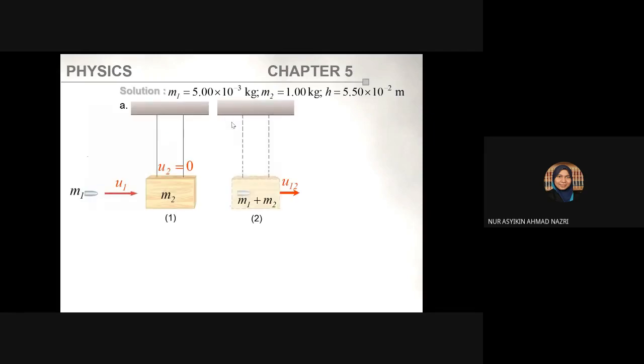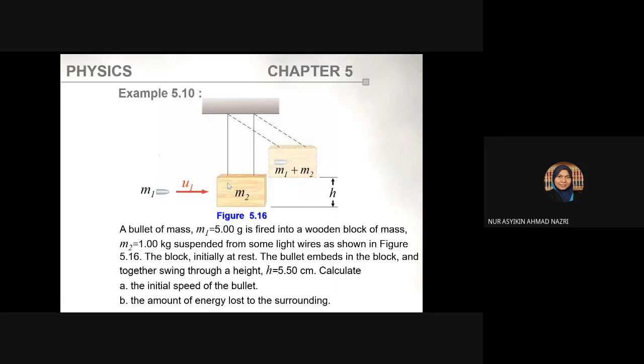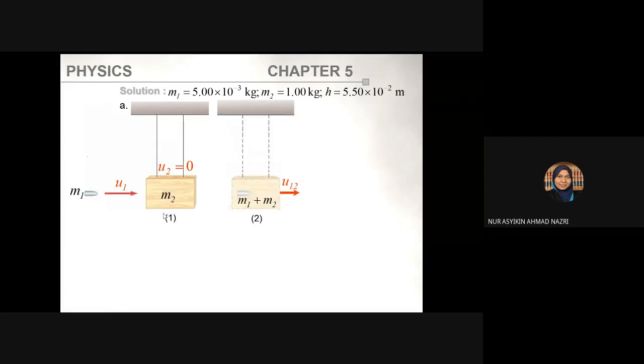Okay, I will repeat. Alright, so from this case, we try to classify it into cases so that it is easier for us to solve this problem. At first, this is the case: this is static, and then the bullet and its velocity. And then in the second case, it has already embedded together. And then in the third case, at the last situation, what happened is it has embedded and then it makes a height. It goes up a little. Okay.